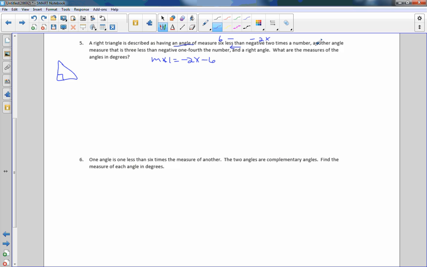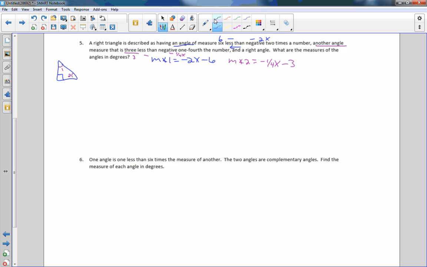Another angle, the measure of angle 2 equals 3 less than negative 1/4 the number. Negative 1/4 x, reading right to left, minus 3. So this is a right angle. So we're talking about angle 1 and angle 2 as being these. And we know that they're complementary, so they add up to 90.